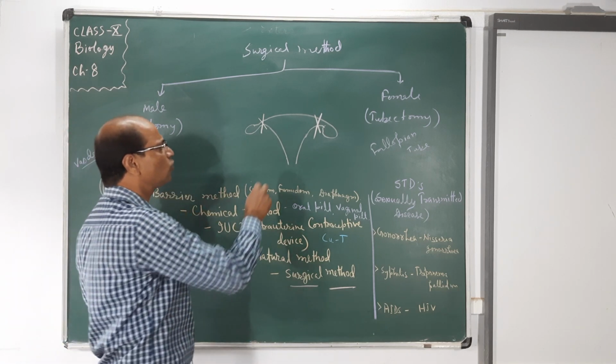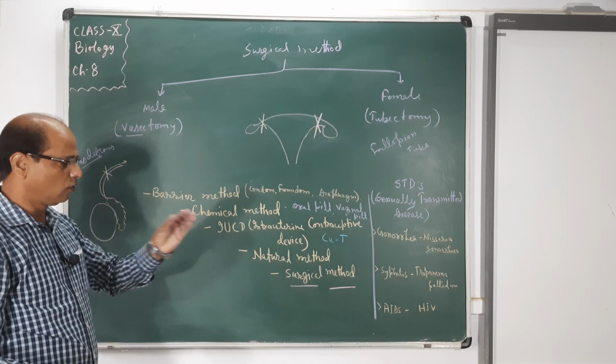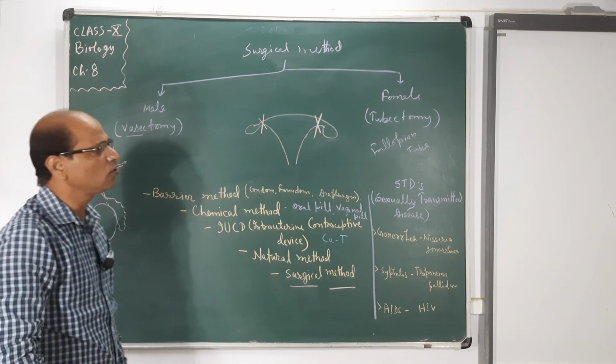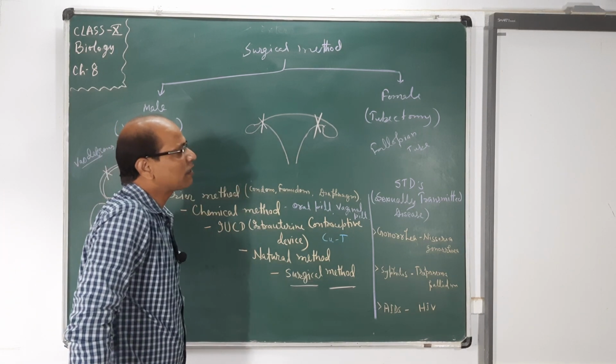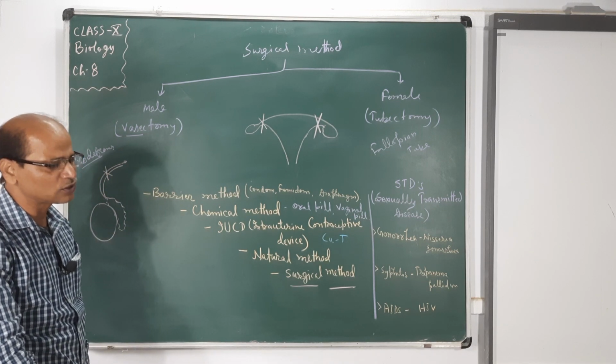So this is the fallopian tube. They can detach it from the ovary and not allow the ovum to pass from the ovary to the fallopian tube. This way, the surgical method is a very safe and permanent solution for population control.